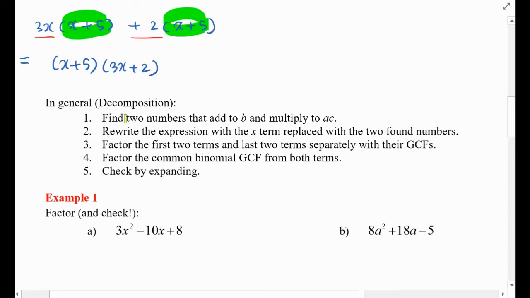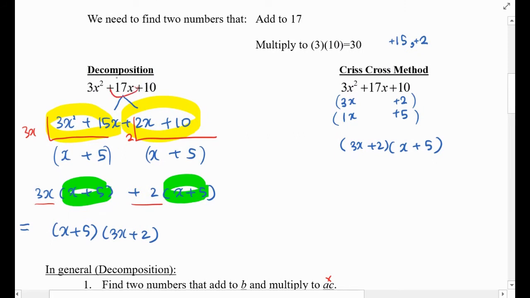Okay, in general, for the decomposition method, find two numbers that add to b and multiply to a times c. Don't forget there's a multiplication sign here. Rewrite the expression with the x term replaced with the two found numbers. So here, what we did is we rewrote this x term, so it becomes 15x plus 2x.